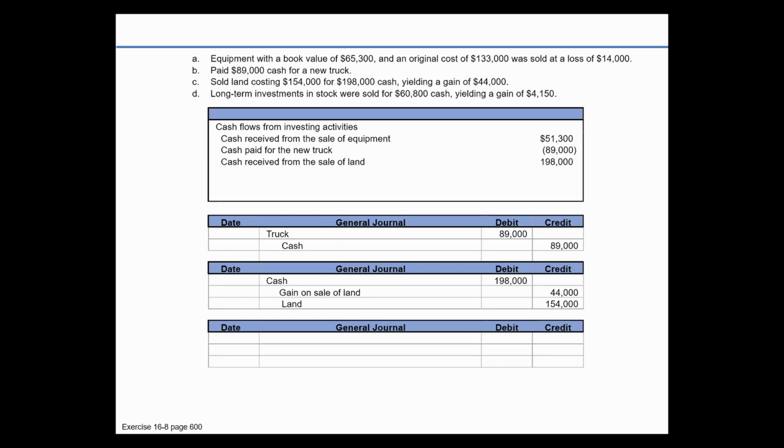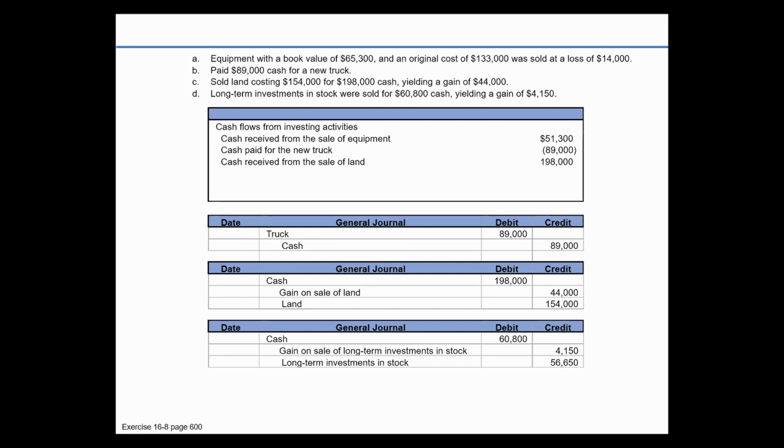And then D, the long-term investments in stock were sold for $60,800 cash, yielding a gain of $4,150. It's going to be very similar to what we did in C. So we have a cash debit in the amount of $60,800 because that's the amount of cash we received. The gain on sale of long-term investments of stock, $4,150, and then the long-term investment stock, $56,650. And again, you can figure out the original cost of the stock by taking what they received and subtracting the amount of gain.